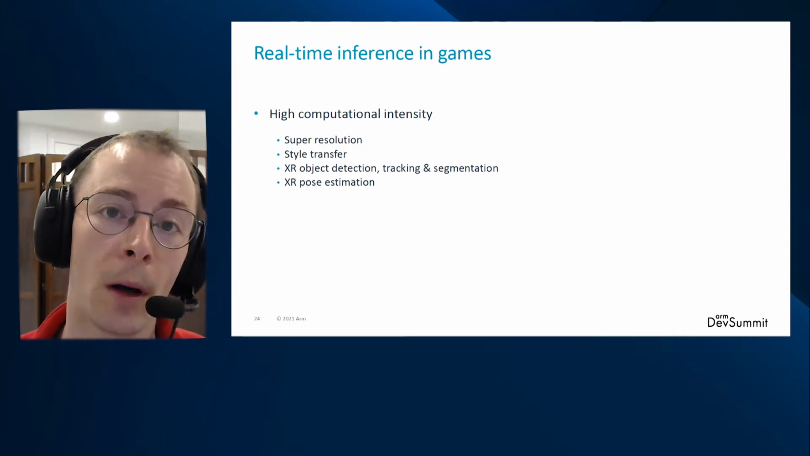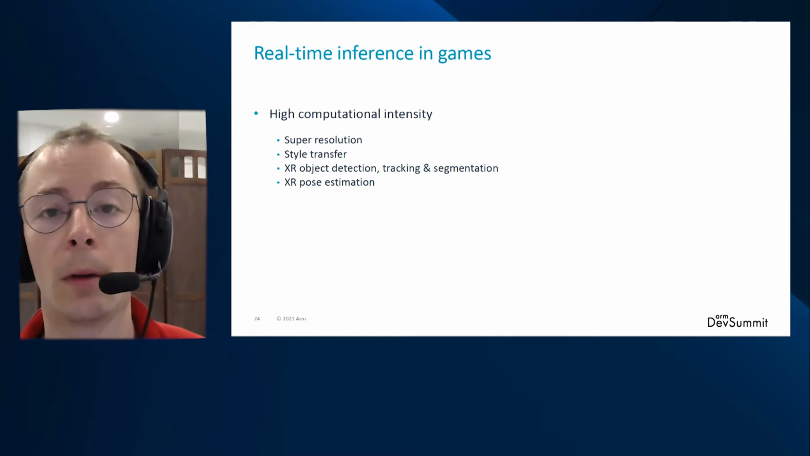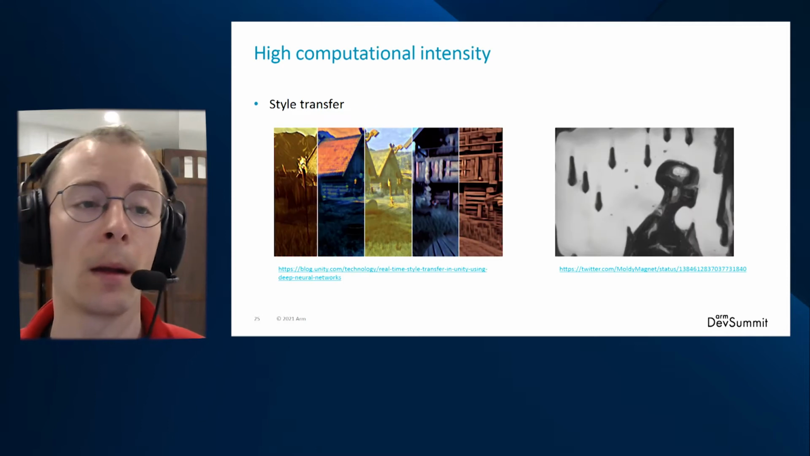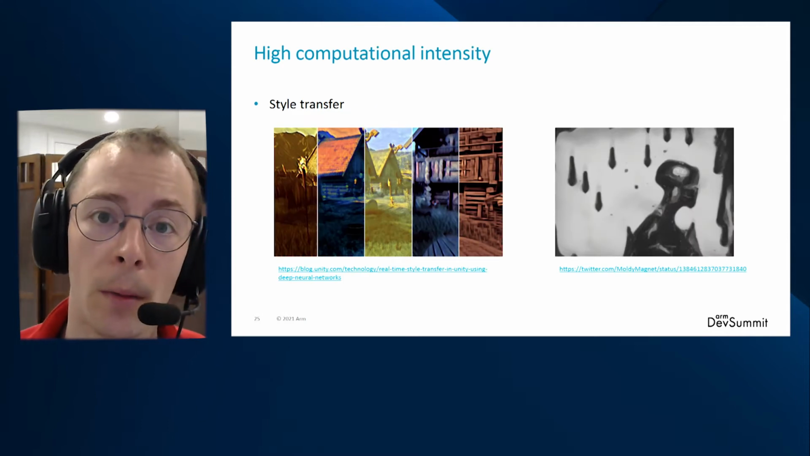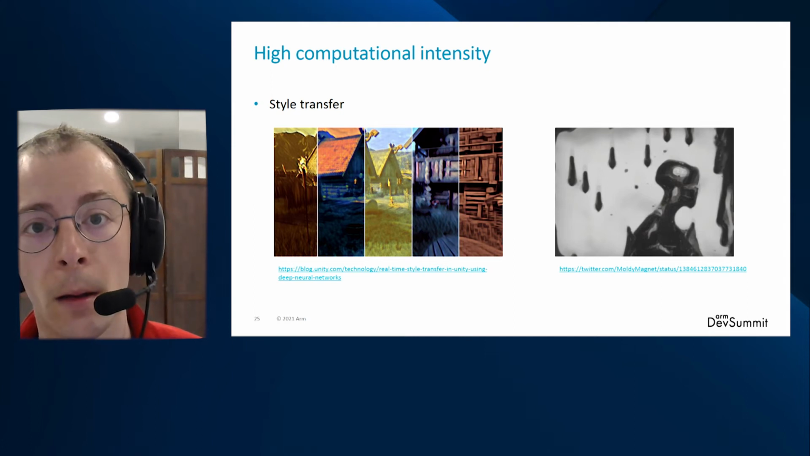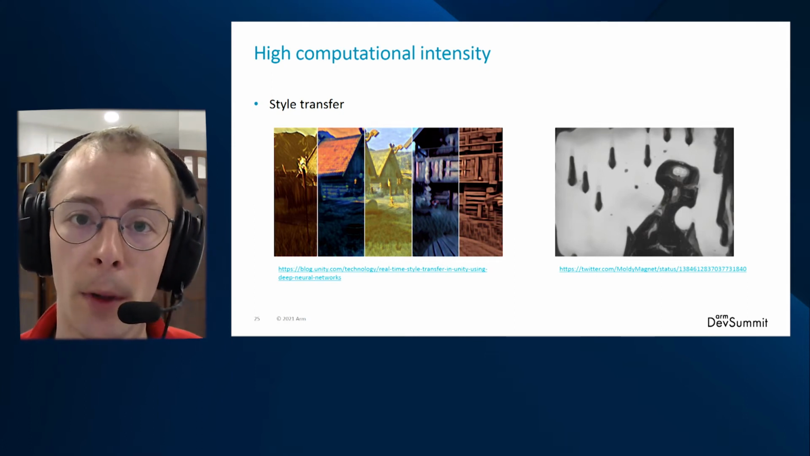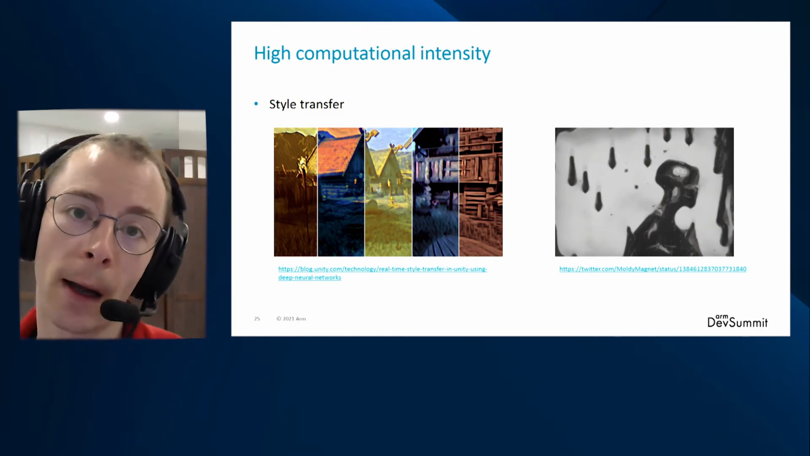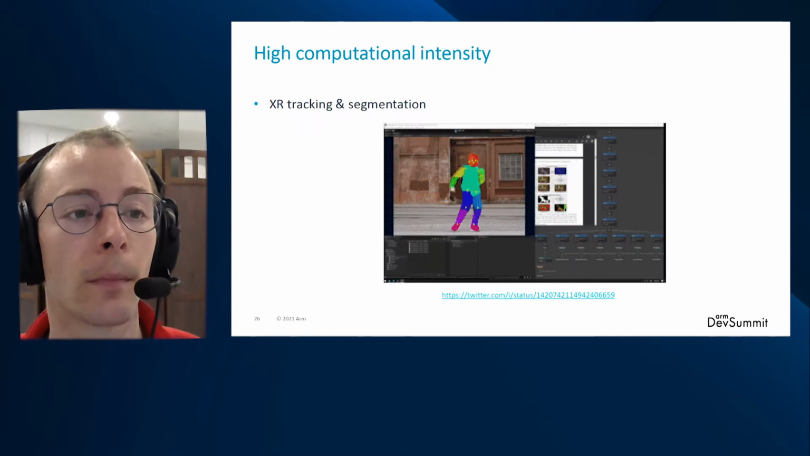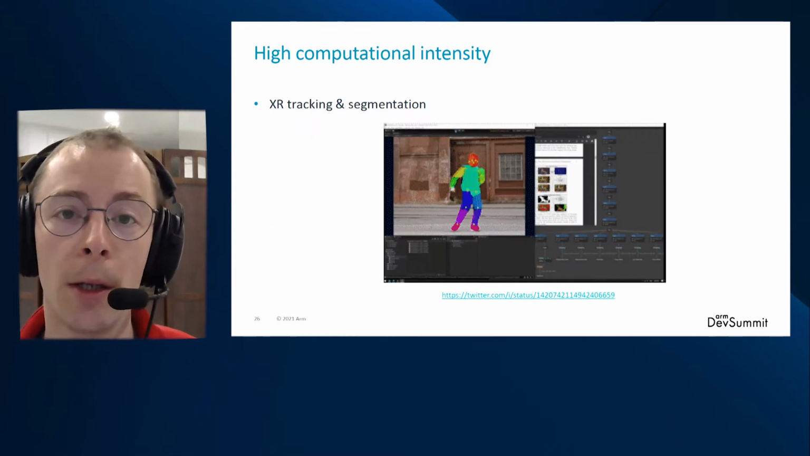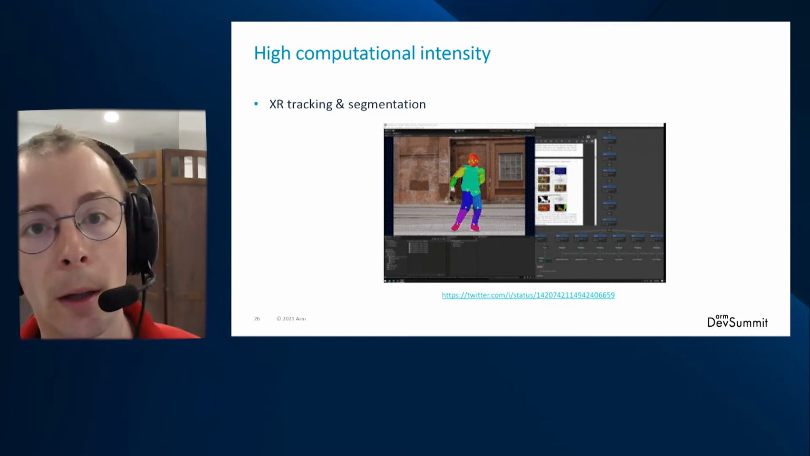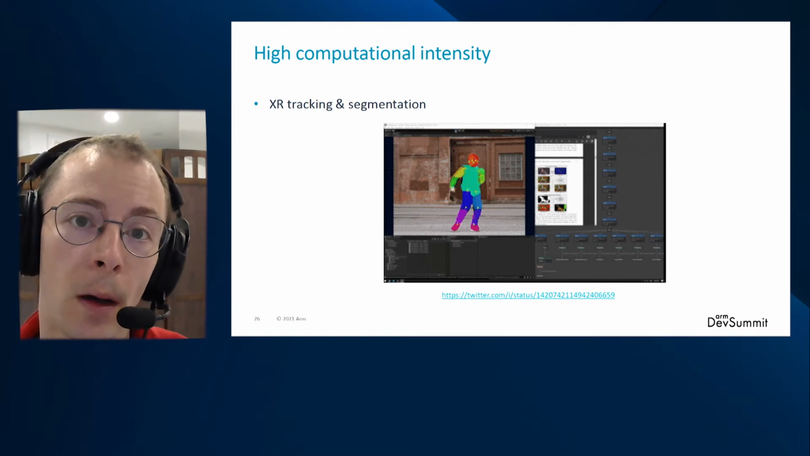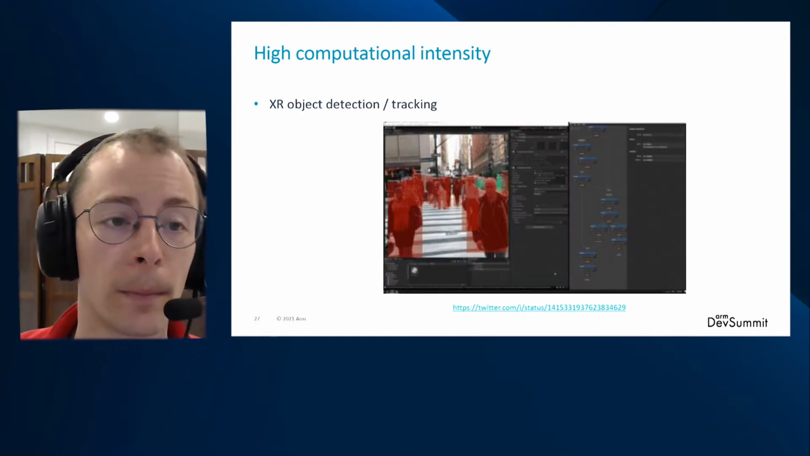As I mentioned before, highly computationally intensive models all tend to revolve around manipulating images. The most flashy one would be style transfer. This model is pretty straightforward. It takes an input image, generally pretty large, applies a number of convolution operators on it, and at the end, we get a stylized version of the input. For XR tracking and segmentation, the process is roughly the same. You take an input image, you apply a number of convolutions, and you get at the output the segmented mask of the object you're trying to track.